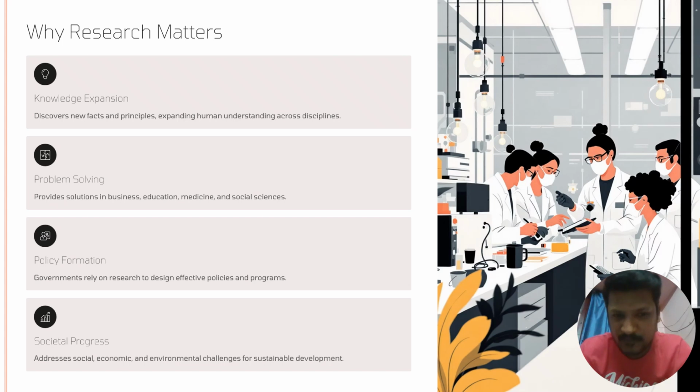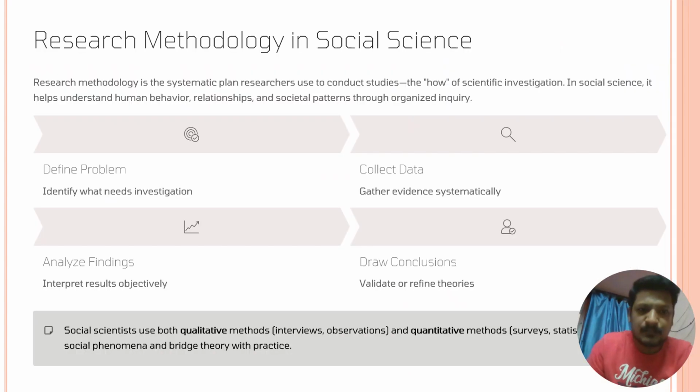So the next one is policy formulation. Various studies help the government and the business organizations to frame new policies in par with the current trend. The next one is societal progress. What is societal progress? Social science research focuses on social problems, social related problems. So that is societal progress.